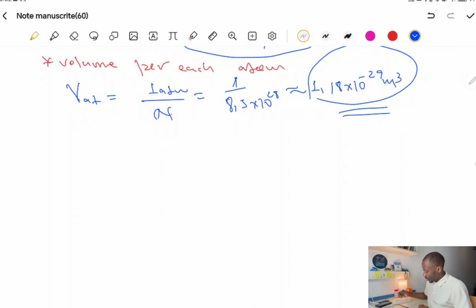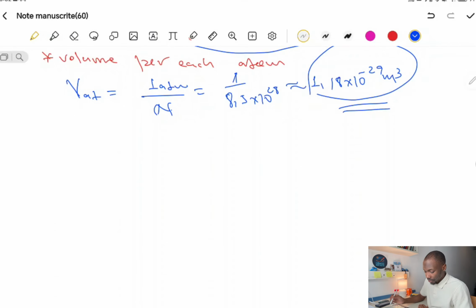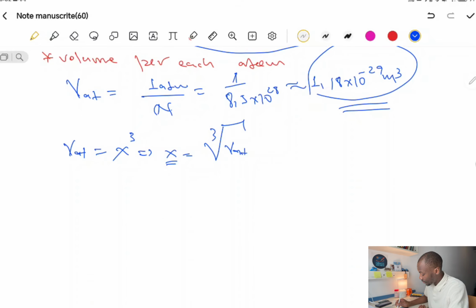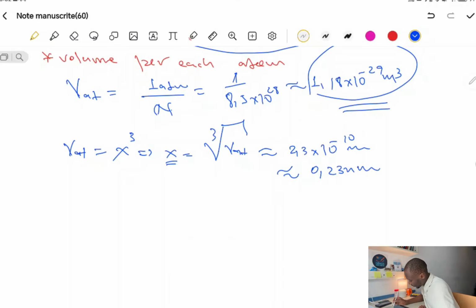And from this, we know that volume is equal to something. Let's call it x to the power of 3. Okay, and that x, the distance we are looking for, is equal to actually the cube root of the atomic volume, and it will give us a number approximately 3 times 10 to the power of minus 10 meters, which is equivalent to 0.23 nanometers. Okay, that's it.